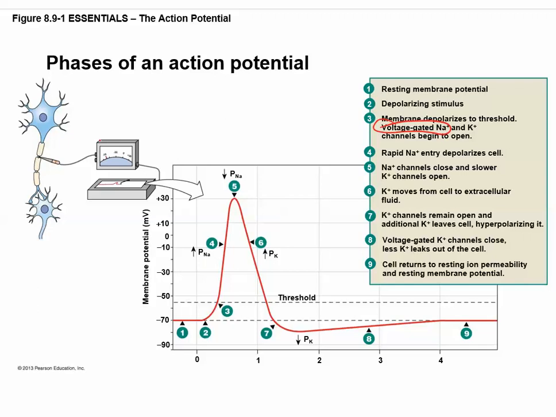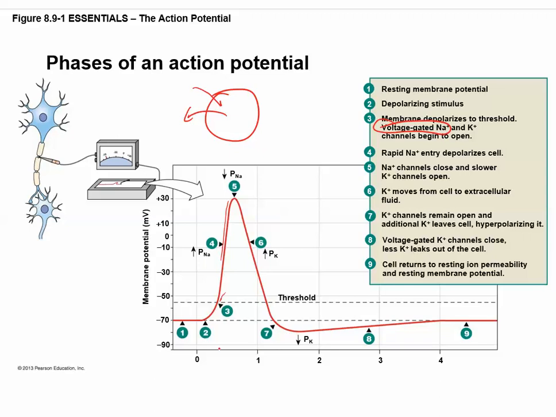Voltage-gated sodium channels open, and then that causes the sodium to rush in. That causes the depolarization, and then a little bit later the voltage-gated potassium channels open, and that causes the potassium to rush out. So sodium rushes in, immediately afterwards potassium rushes out. It repolarizes, actually goes down here.